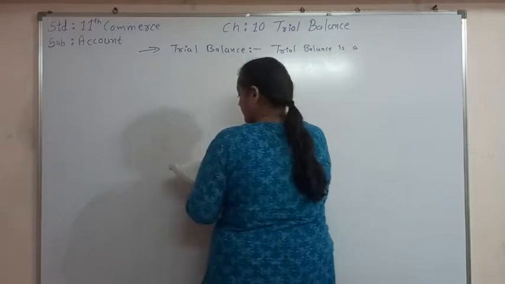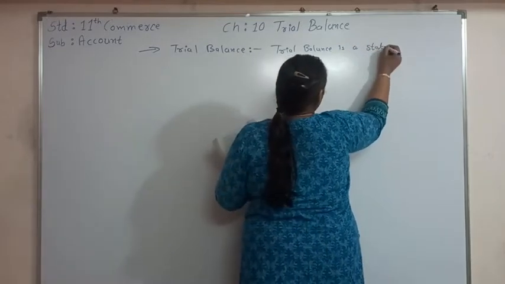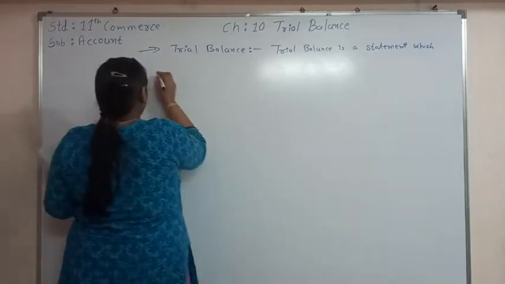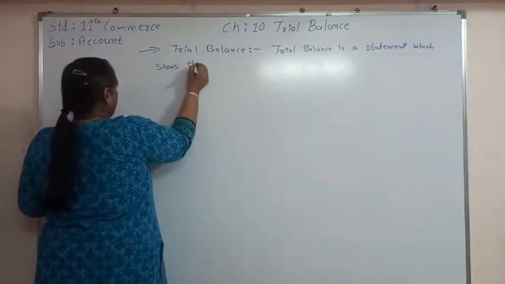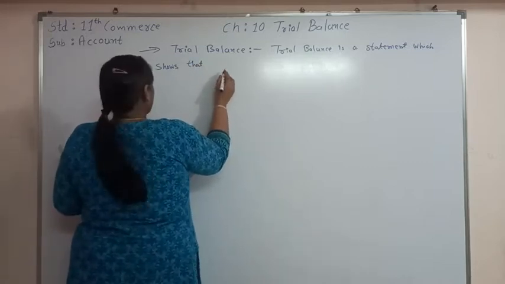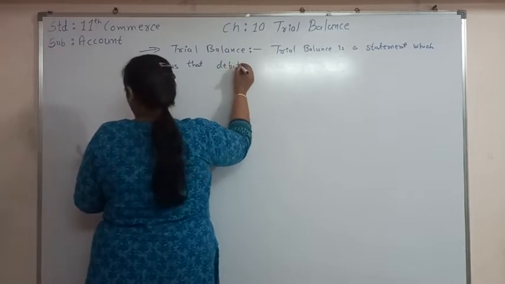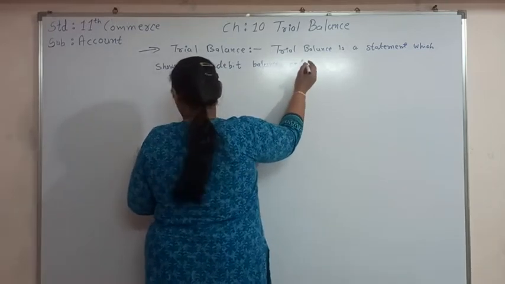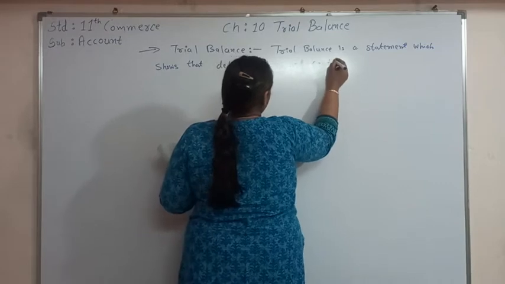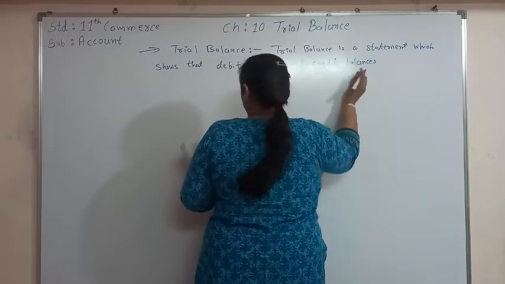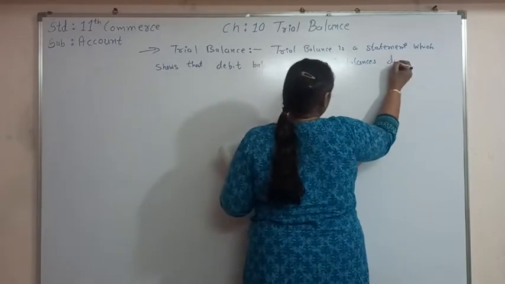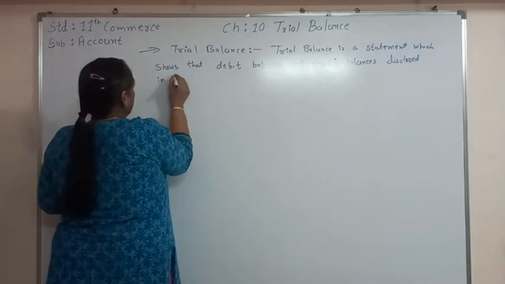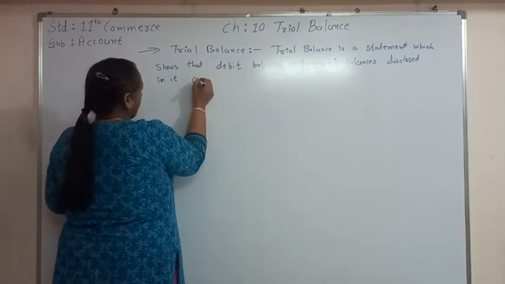a statement which shows that debit balances and credit balances disclosed in it are mathematically correct.